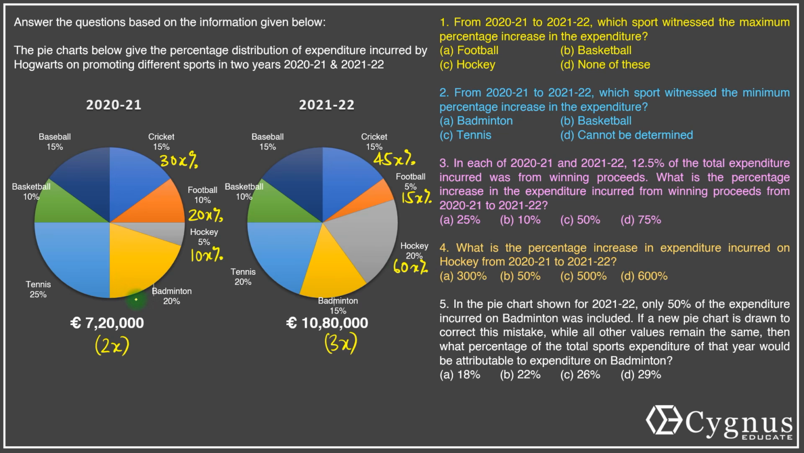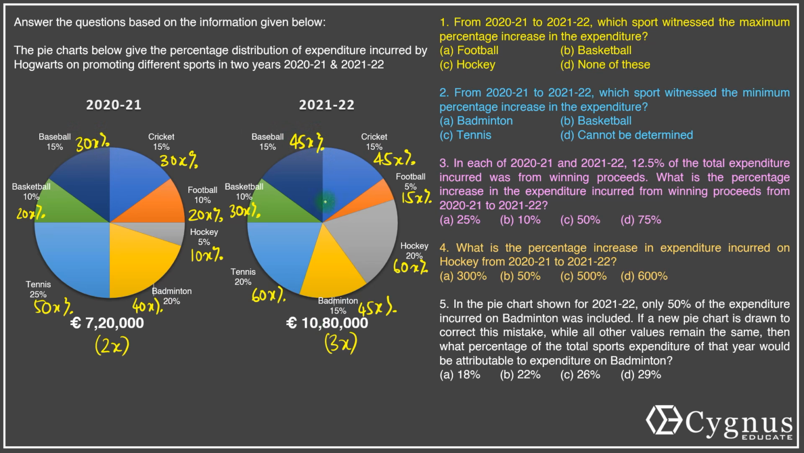Badminton 40x percent to 45x percent. Tennis 50x percent to 60x percent, basketball 20x percent to 30x percent, and baseball 30x percent to 45x percent.